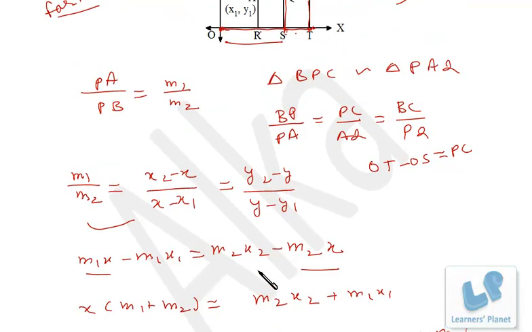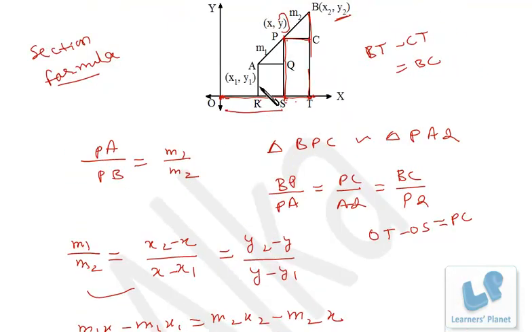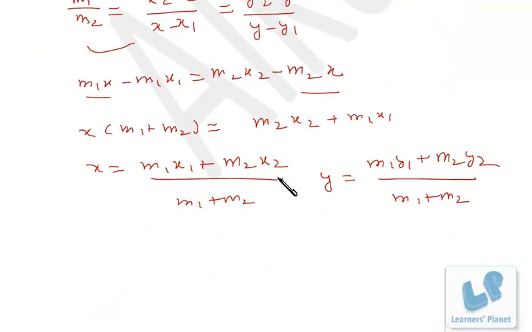If you know the value of both the coordinates, values of x1 y1 x2 y2, and the point P is dividing in which ratio, maybe 2:3, maybe 4:5, whatever is the ratio, we can find out the coordinates of P using this section formula, right?